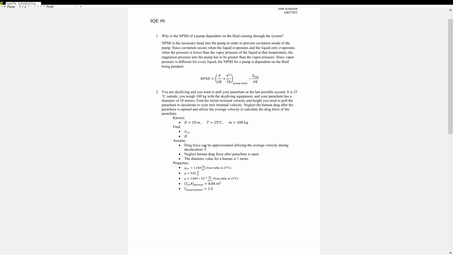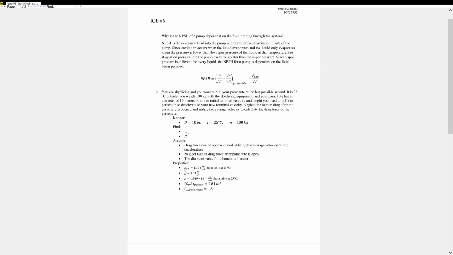As we're told in the problem, you can assume the drag force can be approximated by utilizing the average velocity during deceleration. You can neglect the human drag, and you can assume the diameter value for a human is 1 meter, which will be used in the Reynolds number calculation.